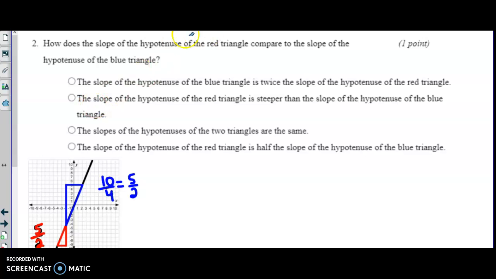So let's see what our answer choices say. The slope of the hypotenuse of the blue triangle is twice the slope of the hypotenuse of the red triangle. No, the blue triangle is bigger, but that doesn't mean that the slope is bigger. Because remember, slope just means the steepness of a line. And if you look at this line here, it's the same steepness whether you're on the red triangle or the blue triangle. The steepness doesn't change. So the slope of the hypotenuse of the red triangle is steeper than that of the blue? No, it's the same. The slope of the hypotenuse of the 2 triangles are the same? Yes. Or the slope of the hypotenuse of the red triangle is half the slope of the blue triangle? No, that's not true. The steepness is the same for both.